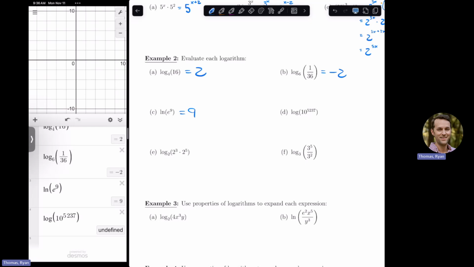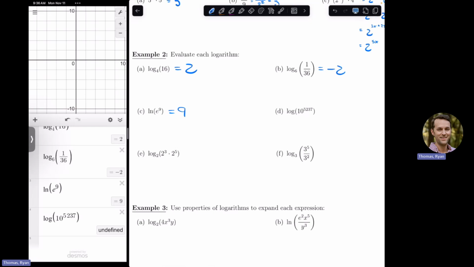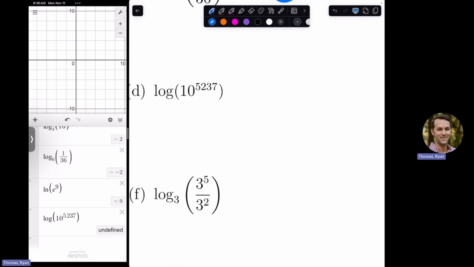But what's the log base 10 of 10 to the 5,237th power? How many tens are in 10 to some power? Well, how many tens are in 10? 1. Okay, so how many tens are in 10 squared? How many tens are in 10 cubed? So how many tens are in 10 to the 5,237th? Exactly.